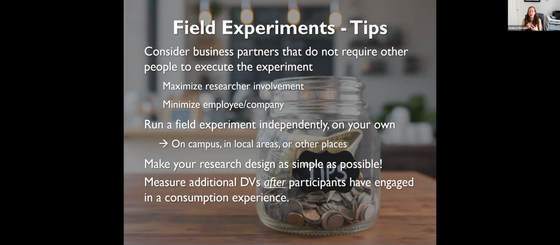You can create your own situation that checks all the boxes for a field experiment. And simpler is better. The 8 conditions that On ran is crazy. Good for him that it worked, but if you can simplify the design down to fewer conditions, especially when you're trying to collect the data on your own, it's going to be a lot more manageable.